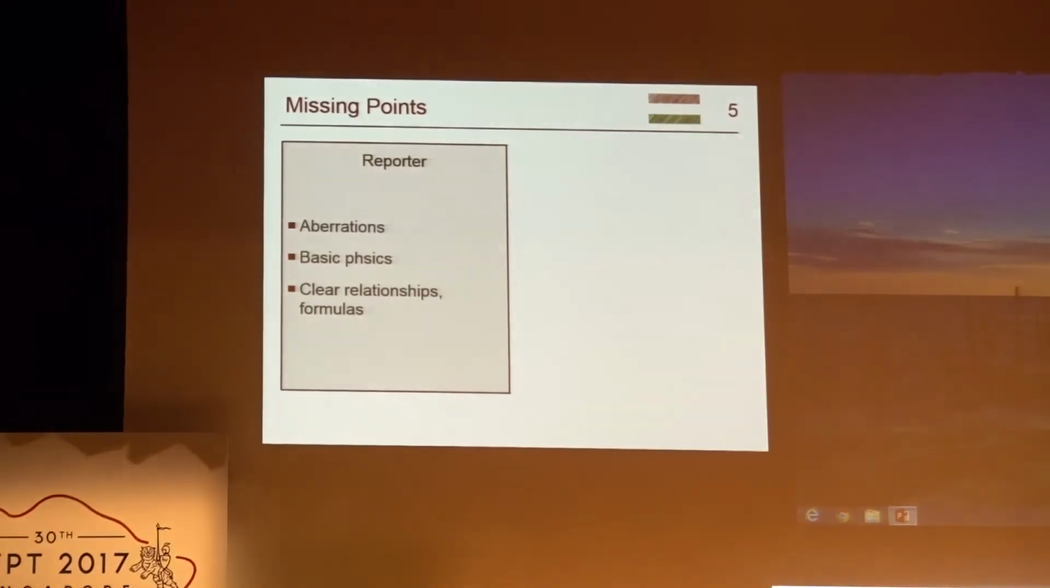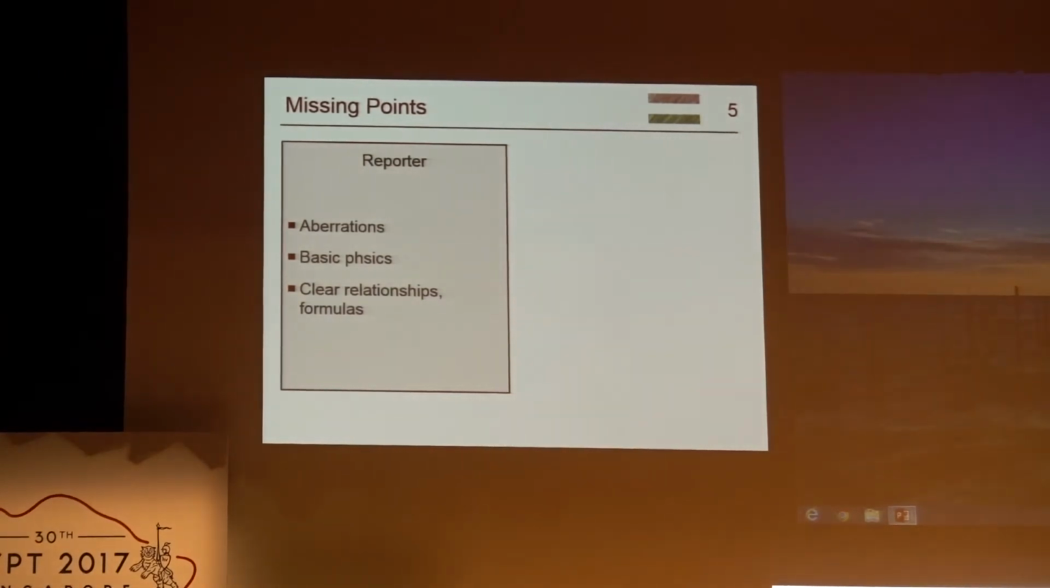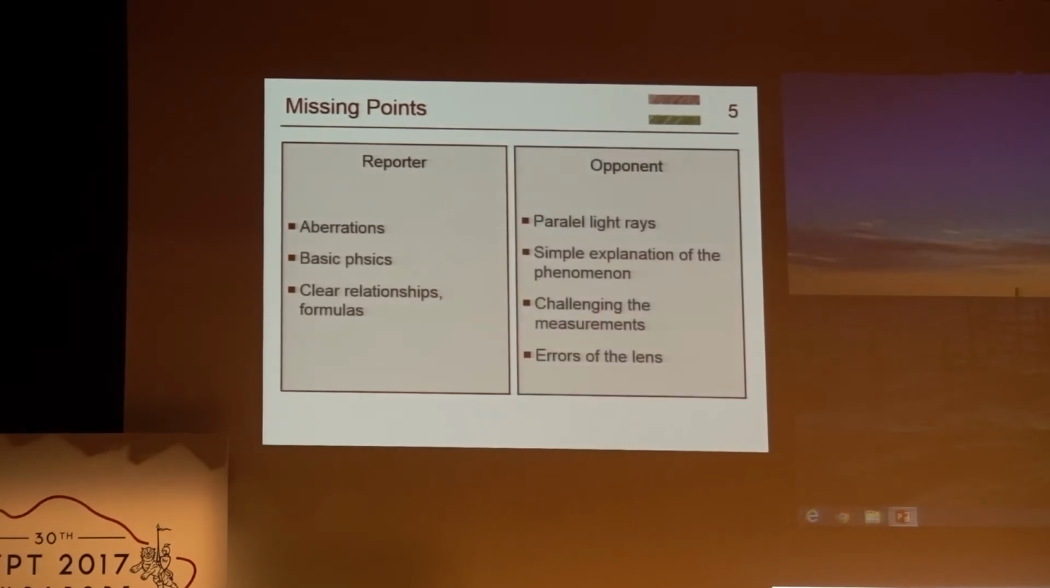And so there were some missing points, like the basic explanation and the reason why you use it. The errors of your lens weren't calculated. You didn't show clear relations between the things and the formulas. And about the opponent, you asked about parallel light rays, and that you didn't go further than this 10 meter being a big enough distance.